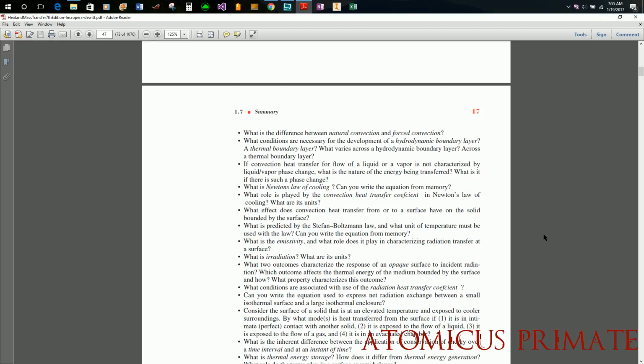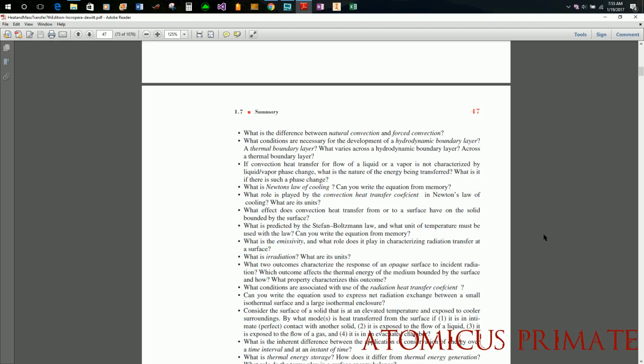What conditions are necessary for the development of a hydrodynamic boundary layer? A thermal boundary layer? What varies across a hydrodynamic boundary layer? Across a thermal boundary layer? If convection heat transfer for a flow of a liquid or vapor is not characterized by a phase change, what is the nature of energy being transferred? What is it if there is such a phase change? Yeah, there were big differences there.